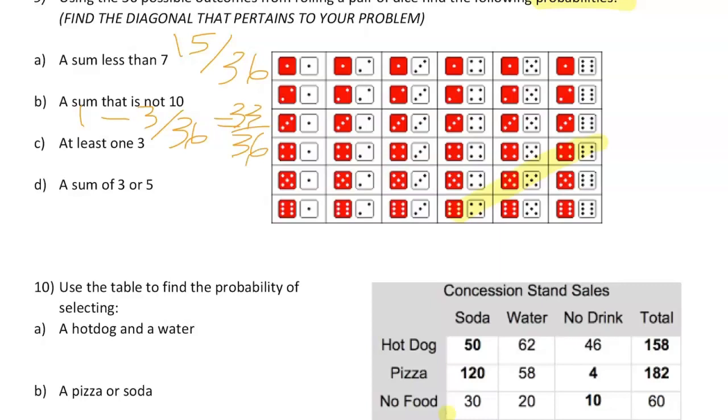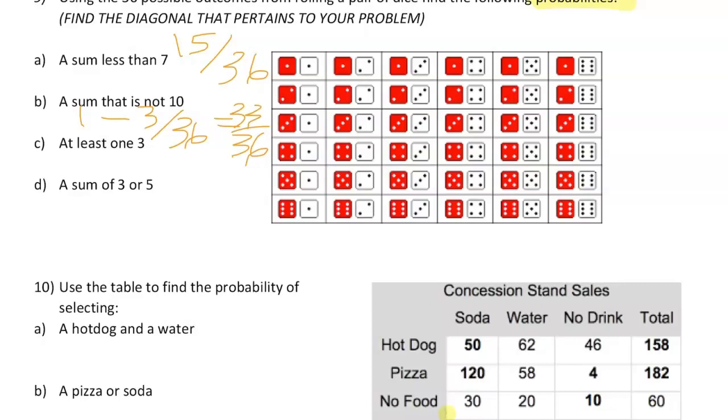Okay, at least 1 6. Excuse me, at least 1 3. Let me erase this. That means you can get 1 3, or you can get 2 3s. At least 1 3 gives us those options.